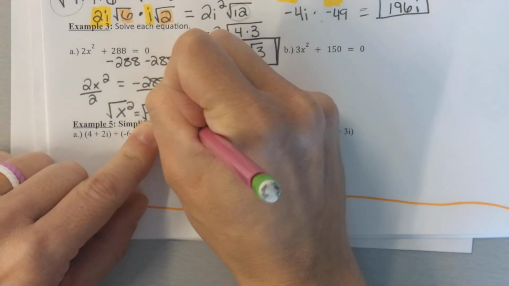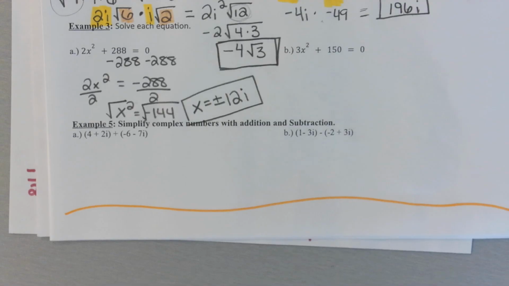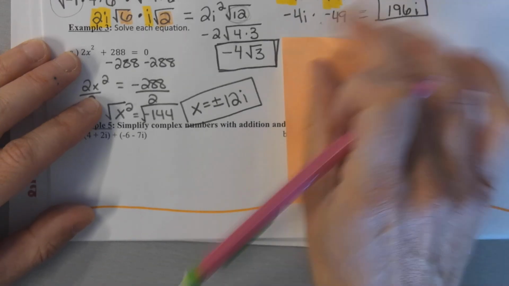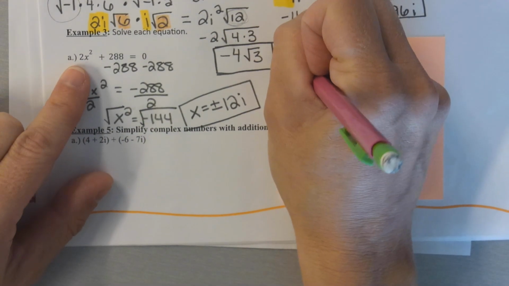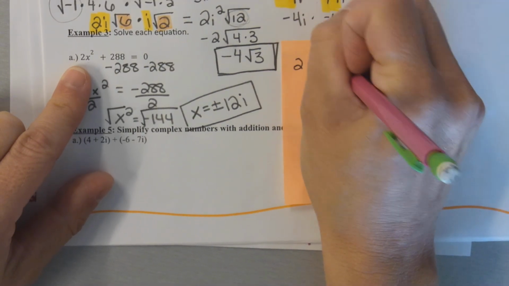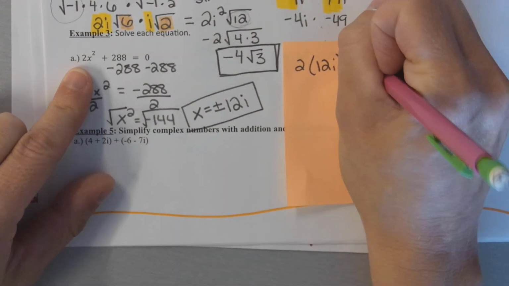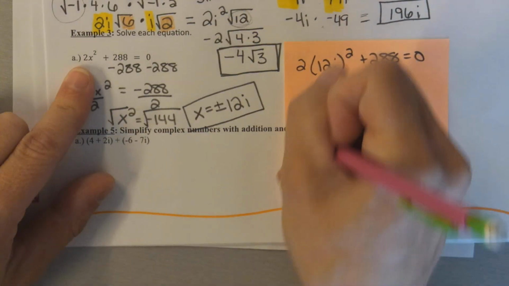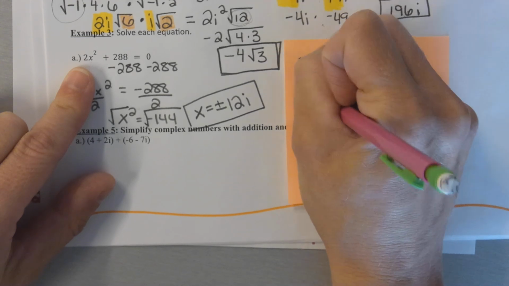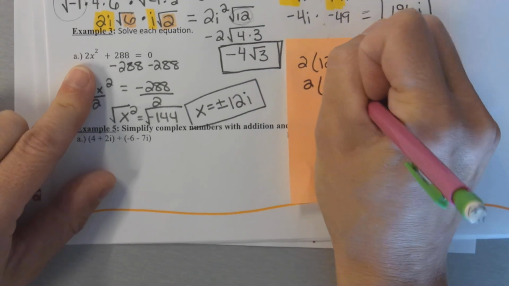I. Now, just like any other solving problem, if I were to plug that back in, I should get 2 things that are equal to each other. You don't need to do this, but I'm going to show you that it works. You ready? So let me try just 12i. So if I do 2, and I've got my 12i, and I square it, plus 288, it should equal 0. So this is 2, and this is 144i squared.